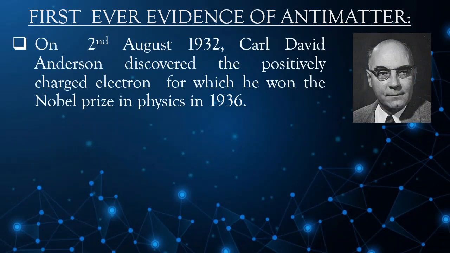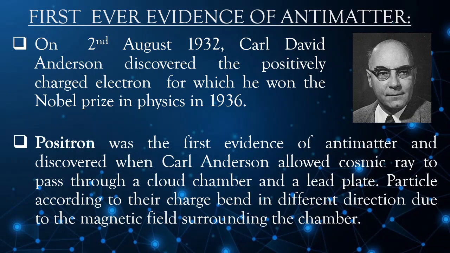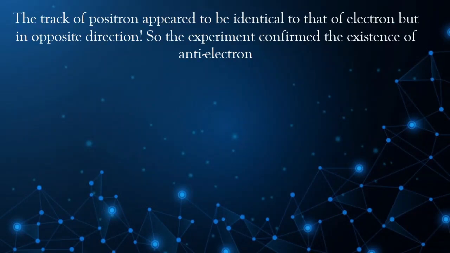On 2nd August 1932, Carl David Anderson discovered the positively charged electron, for which he won the Nobel Prize in Physics in 1936. The positron was the first evidence of antimatter and was discovered when Carl Anderson allowed cosmic rays to pass through a cloud chamber and a lead plate. Particles, according to their charge, bend in different directions due to the influence of the magnetic field surrounding the cloud chamber. A positively charged particle turns one way and a negatively charged particle the other. The track of the positron appeared to be identical to that of the electron, but in the opposite direction.